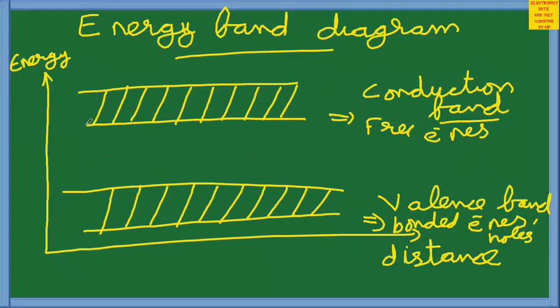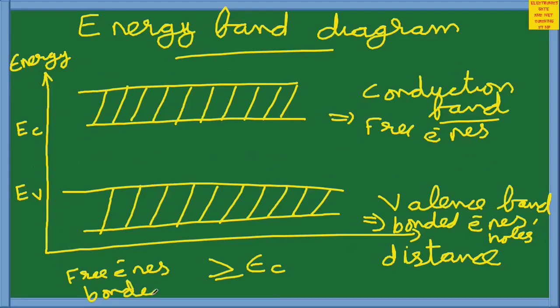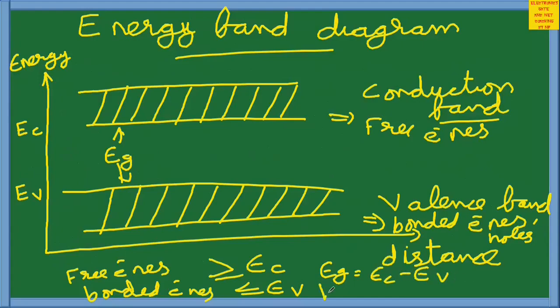Now the lowest energy level of the conduction band is denoted as EC and the highest energy level of the valence band is denoted as EV. So we can say the free electrons have energy greater than or equal to EC and bonded electrons have energy less than or equal to EV. Now the energy gap between EC and EV is denoted as EG and it is called the energy band gap or the band gap energy. So EG is equal to EC minus EV.